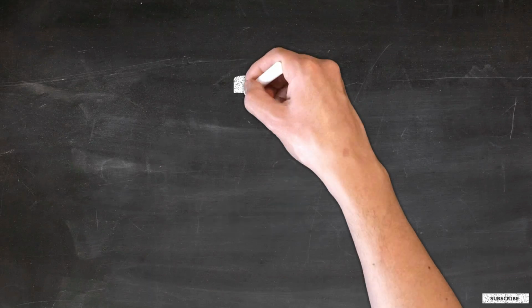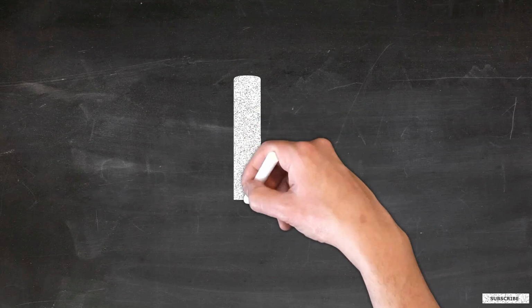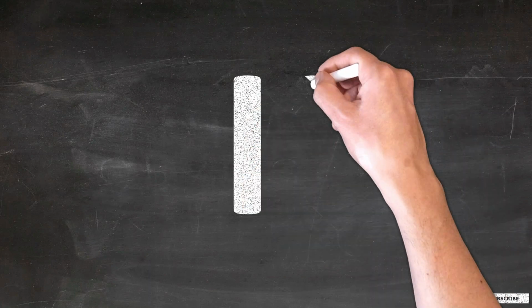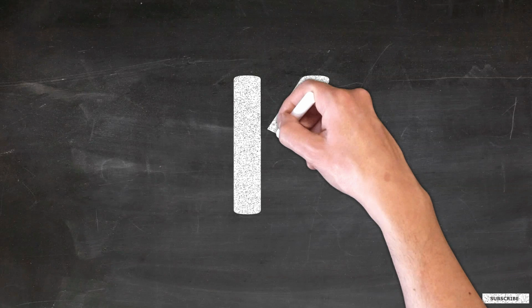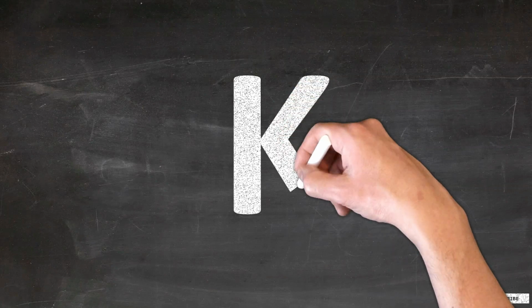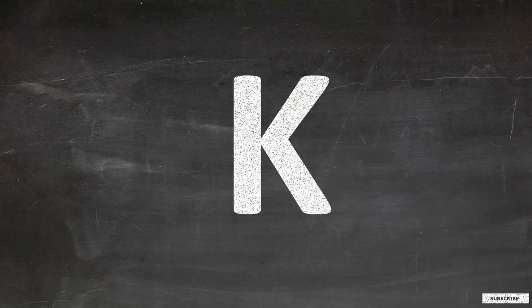Start from the top, draw a standing line down. Go back to the top, draw a downward slanting line to the left. Draw a downward slanting line to the right till the bottom. This is capital K.